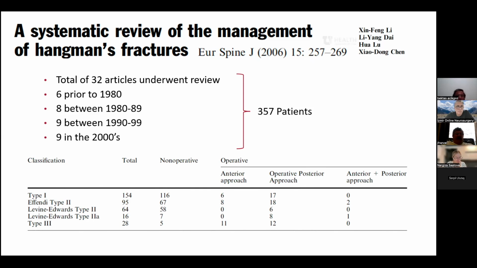And it shows you the distribution of fracture. But you can see that no matter what the fracture pattern is, it was more likely to be treated non-operatively, with the exception of type 3. A type 3 fracture, I'm not sure how you can reduce the 2-3 facets.